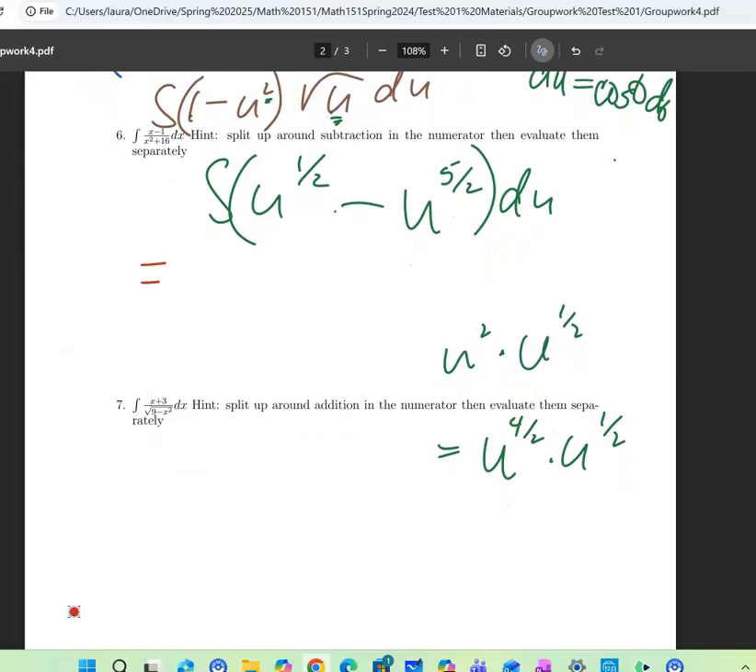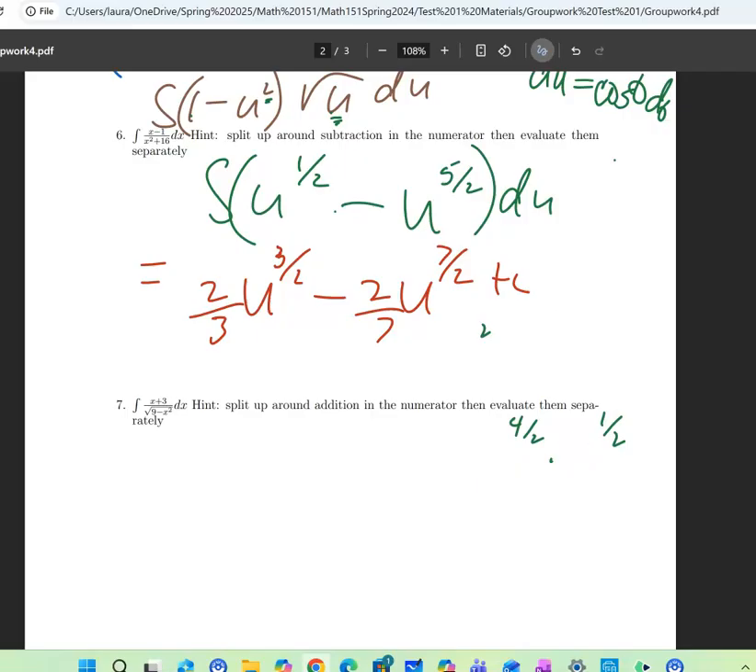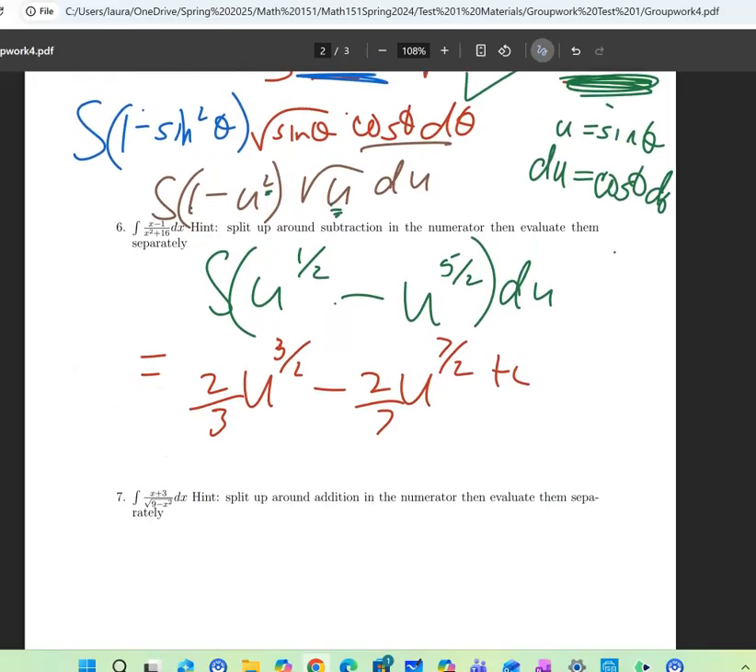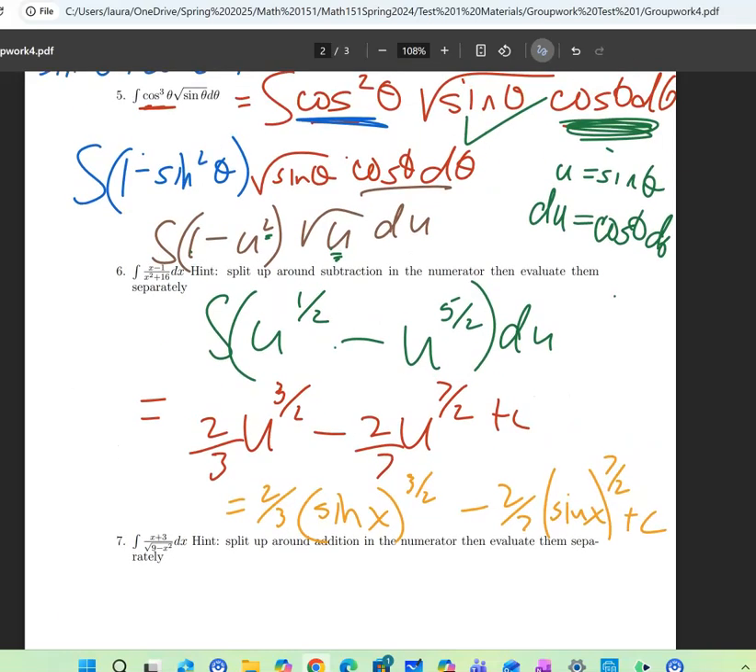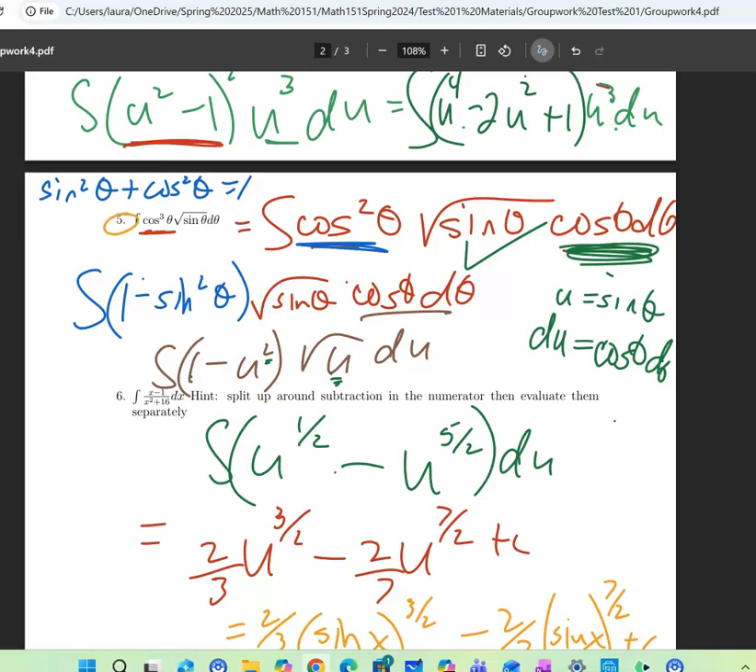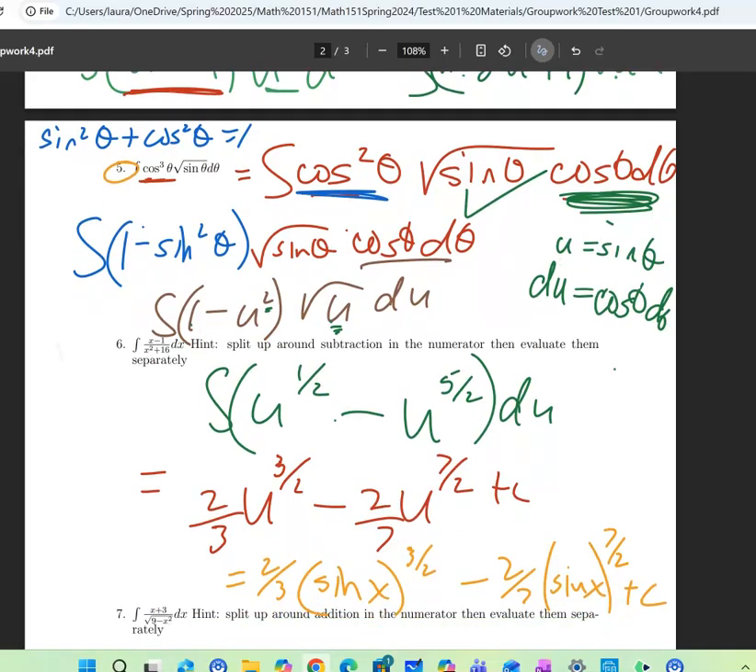Now I'm ready to take the antiderivative. So this gives me u to the 3/2 times 2/3 minus u to the 7/2 times 2/7 plus c. And then I would put the u back in. And what was the u in this case? The u was sine. So I would say this all equals 2/3 sine of x, I'm just going to put parentheses here, to the 3/2, minus 2/7 sine of x to the 7/2 plus c. So it all started with thinking about peeling off to make a good du.